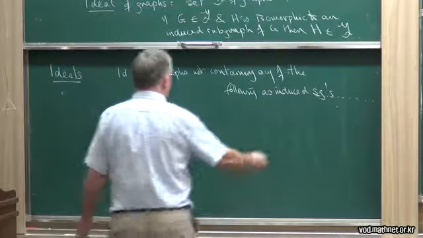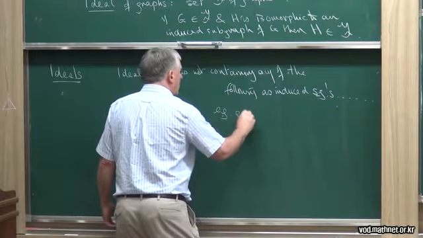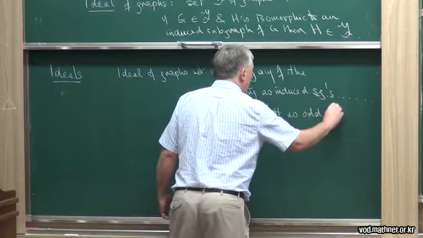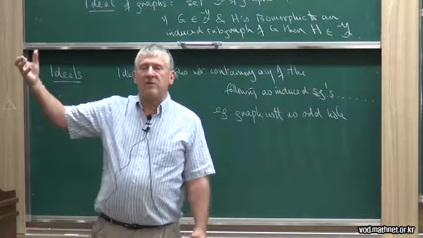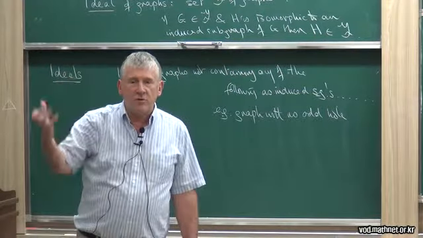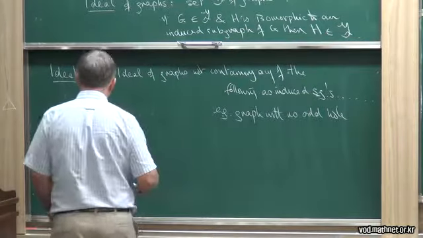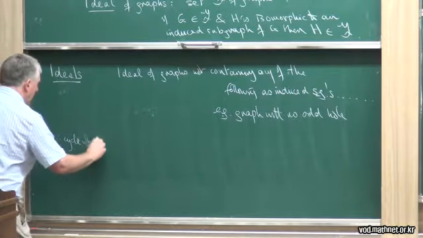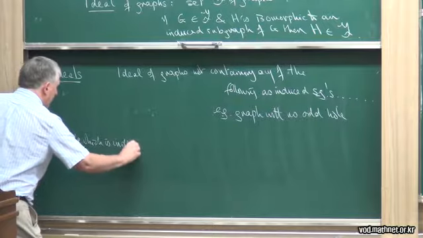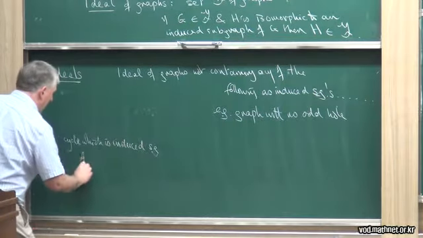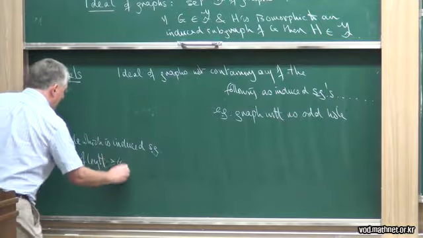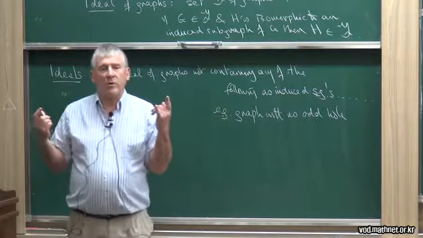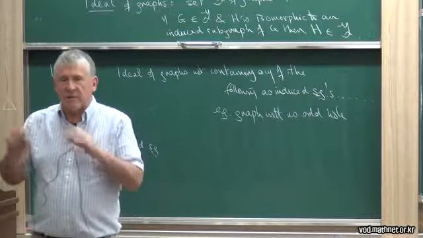So you might take, for instance, the graphs with no odd hole. What's a hole in a graph? It means a cycle which is an induced subgraph of length at least 4. And an odd hole just means a hole of odd length. So that's an ideal. The class of all graphs with no odd hole is an ideal, but it's defined by excluding something.